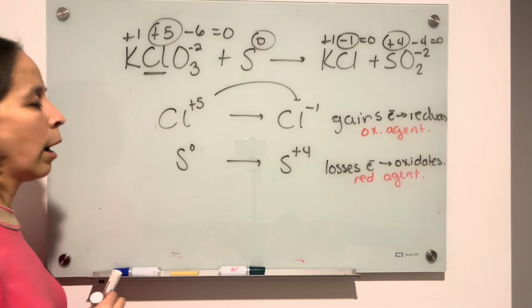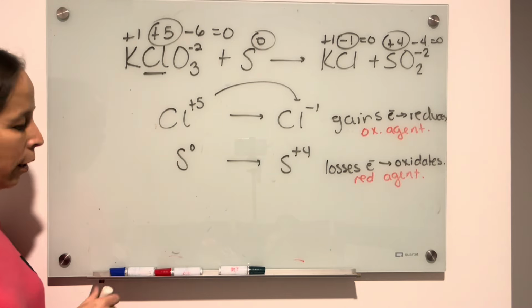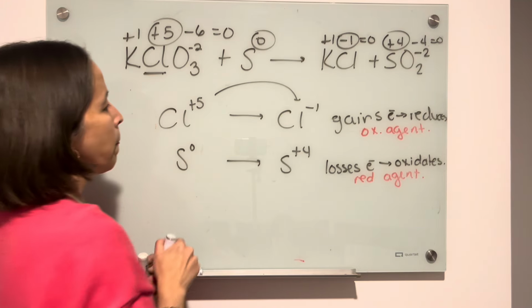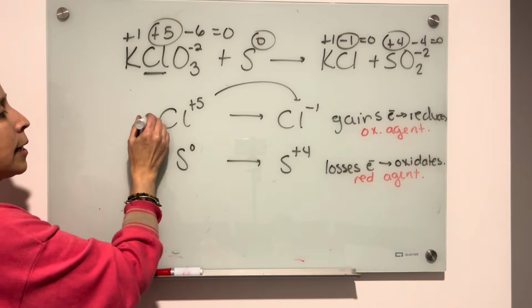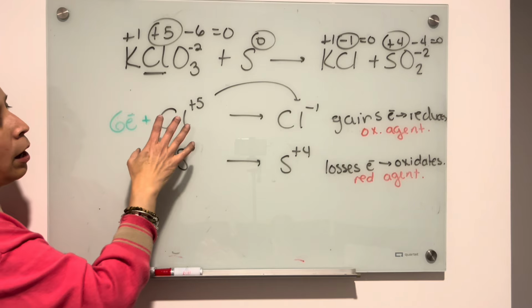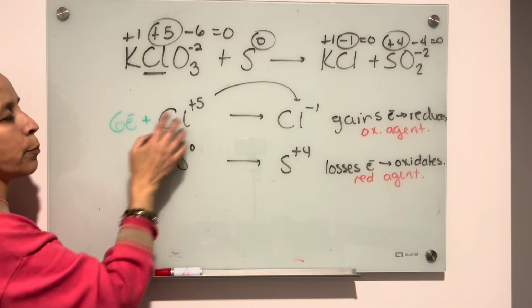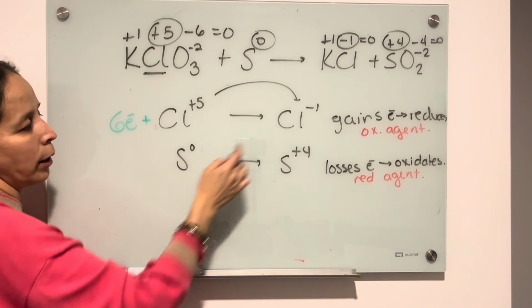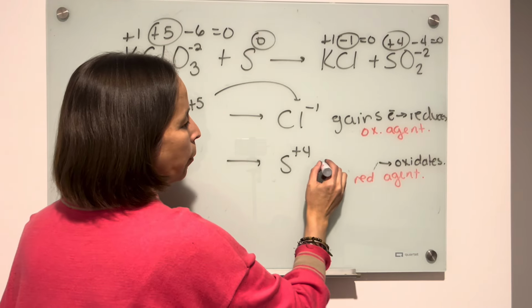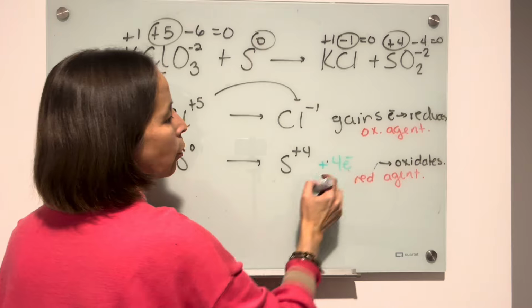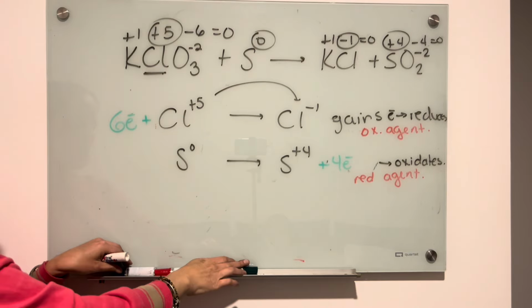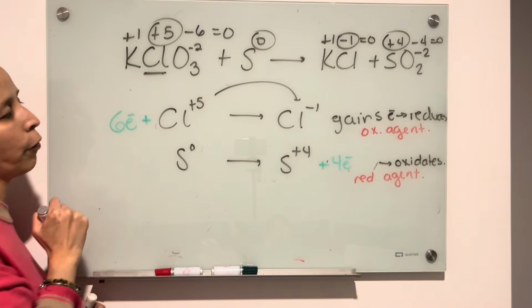So we now identify how many electrons. If it changes from +5 to -1, we can say that it gains 6 electrons. If we add 5 plus -6, we have -1. And in this case, it loses electrons, so we have here plus 4 electrons, in order that the -4 results in 0 oxidation number.